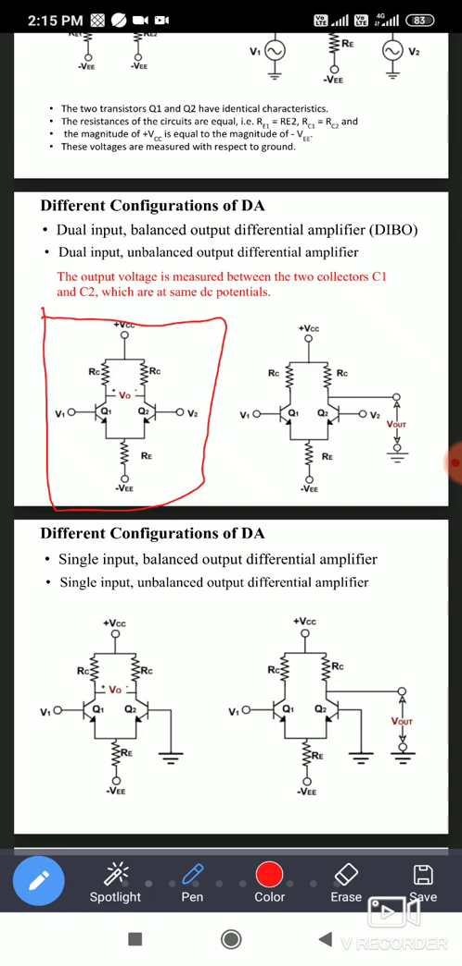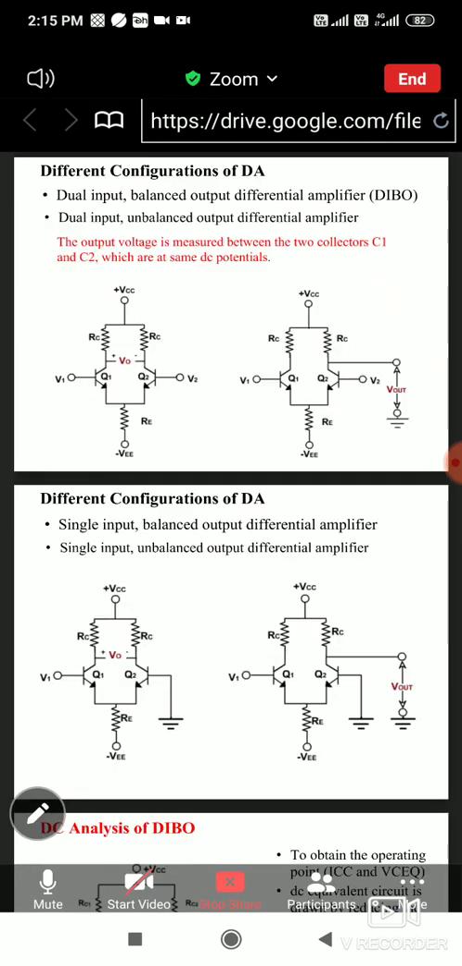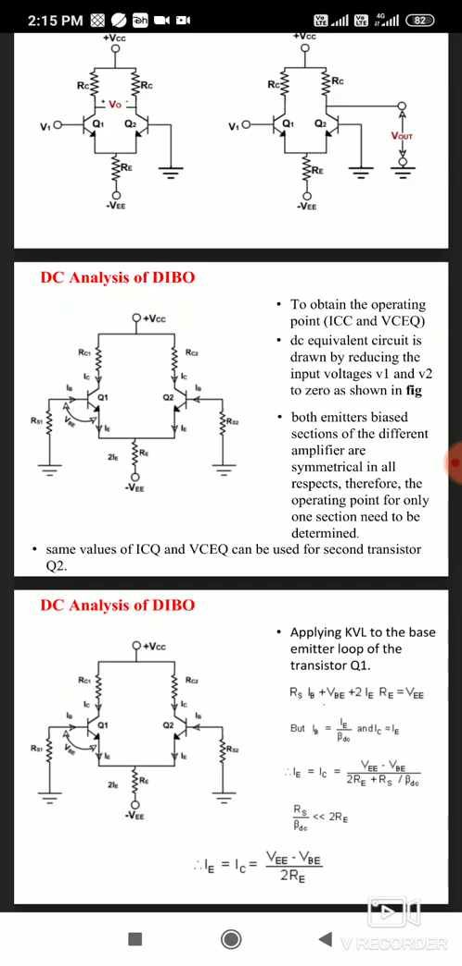So all these parts we have covered in the previous lecture. I have revised once again because we are now going to understand the DC analysis of the DIBO amplifier. For that I have revised the types of differential amplifier, and we have to focus on the last type, the dual input balanced output differential amplifier, shortly known as DIBO differential amplifier. If anyone has queries up to this point, you can freely ask. Otherwise we can start the DC analysis of DIBO today.